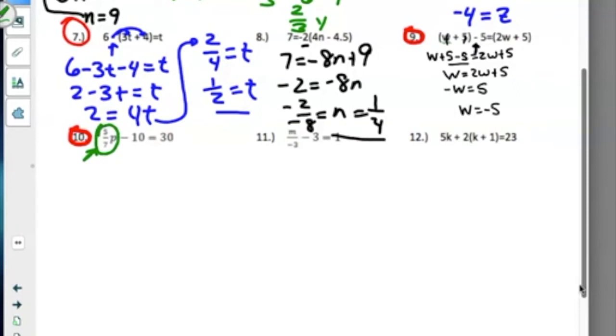Any time I've ever done this, I do the opposite of minus 10. So I'm going to add 10. So 5/7 p is equal to 40.